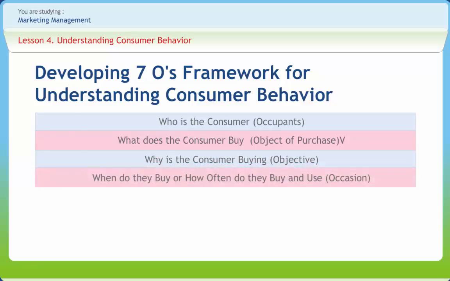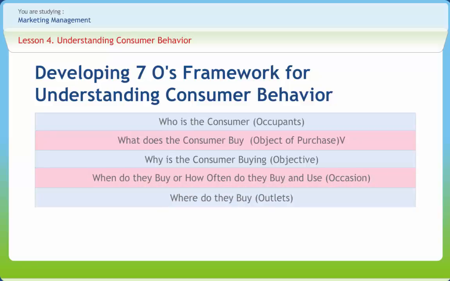When do they buy, or how often do they buy and use? This explains the buying rate or buying frequency of consumers and the occasions on which they would buy the product or services for the desired benefits. Example, big ticket items like refrigerators and air conditioners are bought during Diwali.